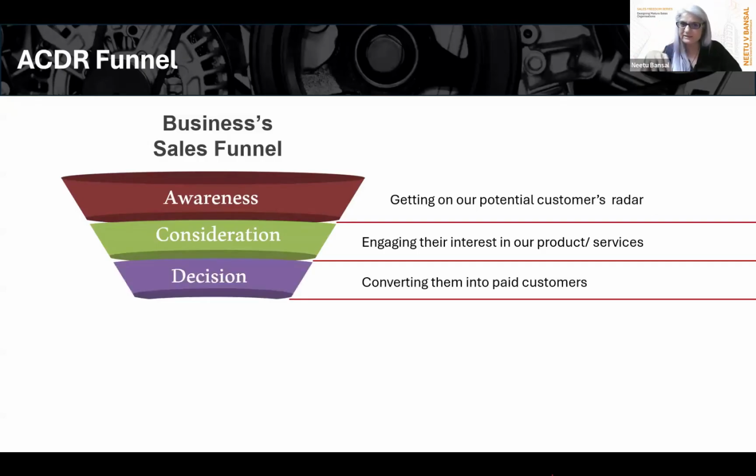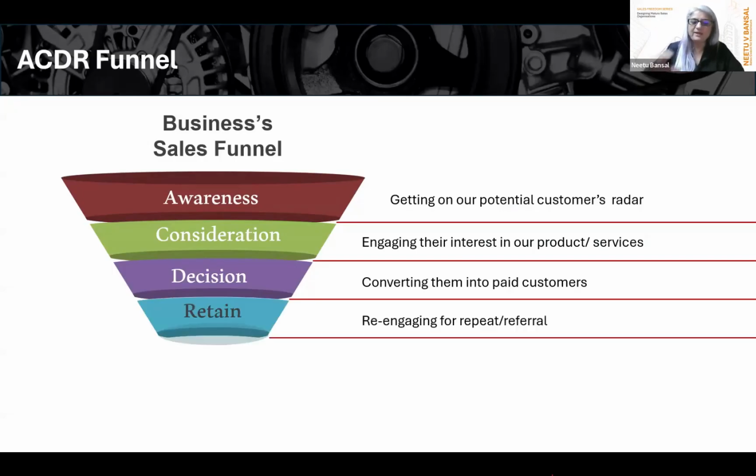Then we have decision, where they actually say, okay, fine, I like what you're doing. I like your products and services. I am ready to pay and buy from you now. That's the decision. And then we have repeat. They'll come back and buy from us again and again. So this is a very simple set of sales stages.